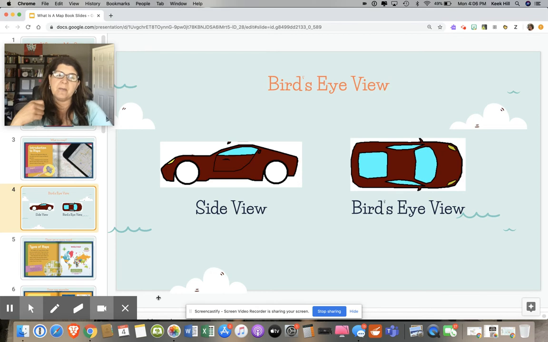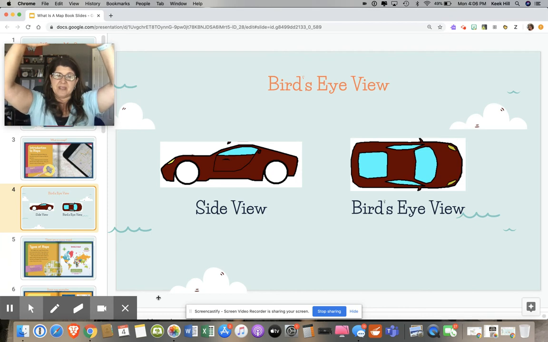Now, it talked about maps showing things from above, and that's called a bird's eye view. And if you think about it, as we walk down the street, we see everything from the side. But think about what a bird might notice as he's flying above. When he's flying above everything, he doesn't see the houses like we see them. He sees the roof and the shape of the house from the top.